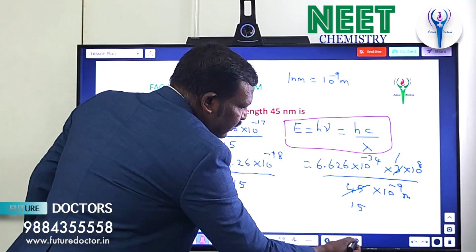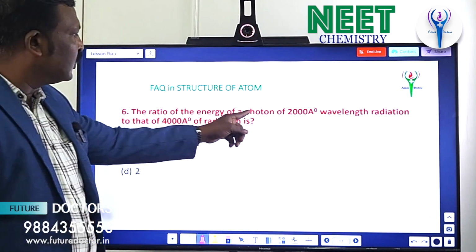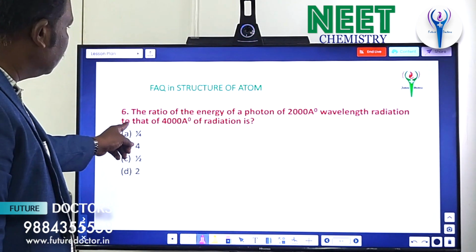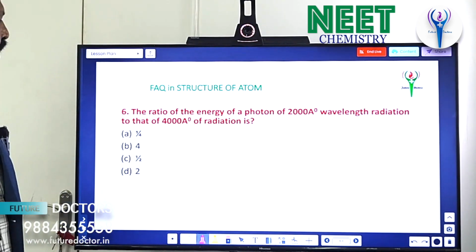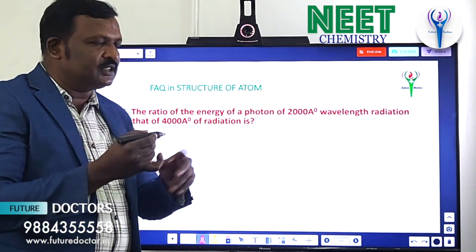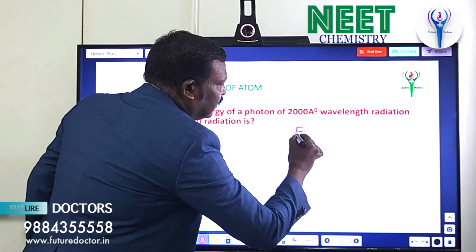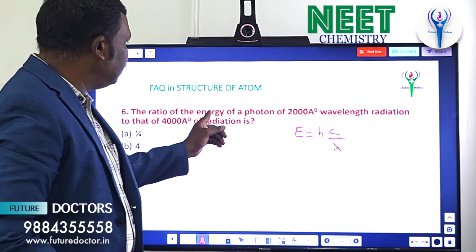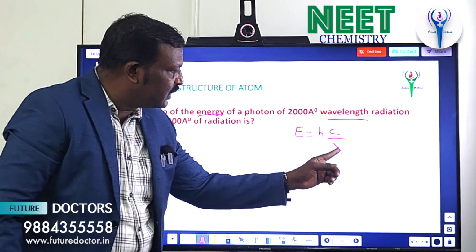See the next one. Next question. Okay. The ratio of energy of a photon of 2000 angstrom wavelength radiation to that of 4000 angstrom radiation is. So they're asking to find only the ratio. Okay. So just now we studied, no, the energy and orbit numbers are inversely proportional. Likewise here, just now we have seen the formula. What's the formula? E is equal to hc by lambda. Now see the wavelength and energy. Energy and wavelength are inversely proportional.